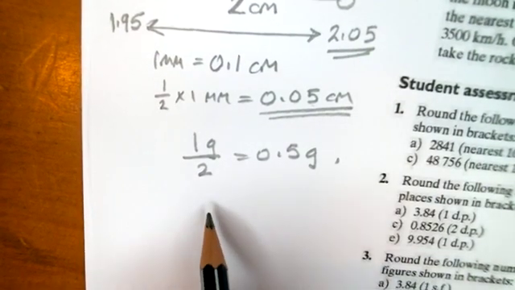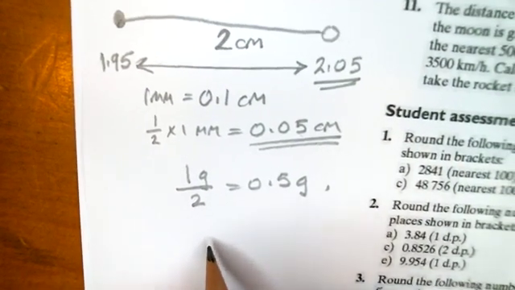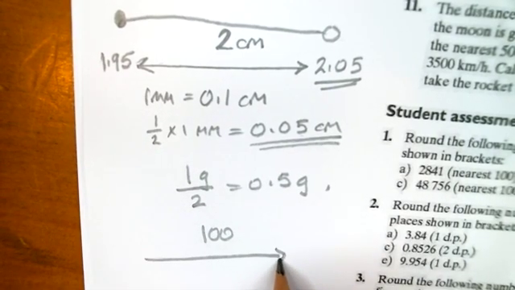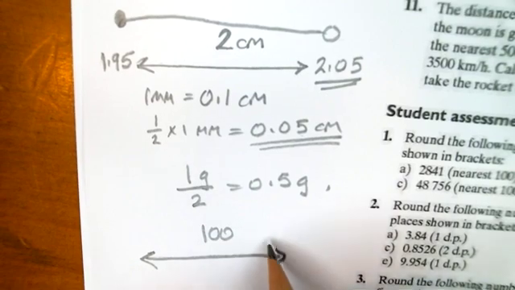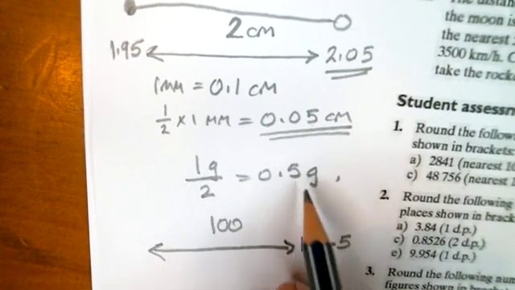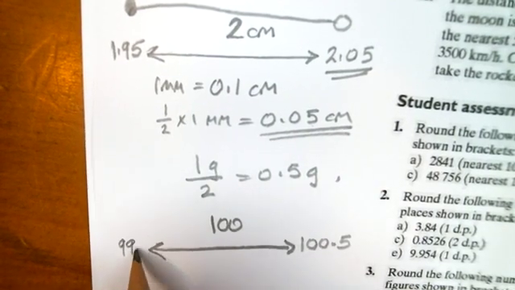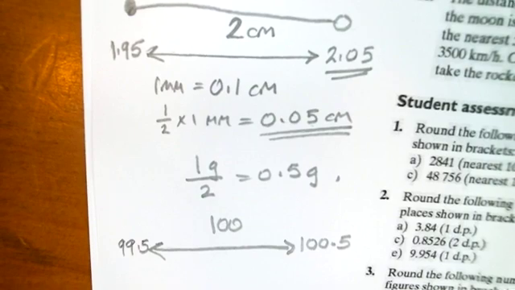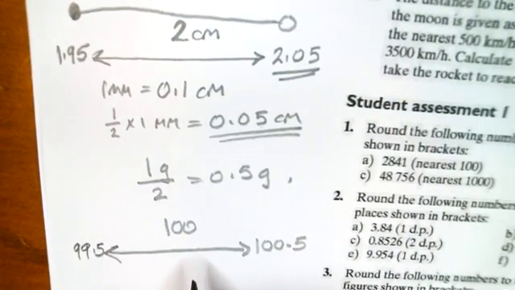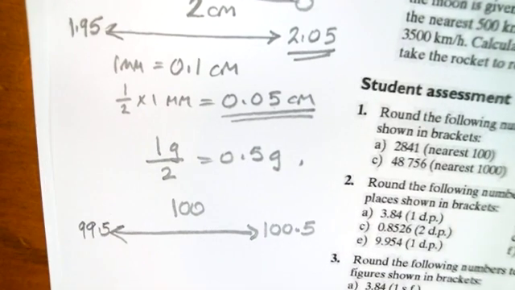So the mass of this thing is going to be 100 grams, but it's going to have a maximum and minimum from this point to this point here. The maximum is going to be 100 plus that. This is going to be 100 minus that, which is going to be 99.5. There we go. So now we've got this stuff sorted out. We can now throw it into the equation.